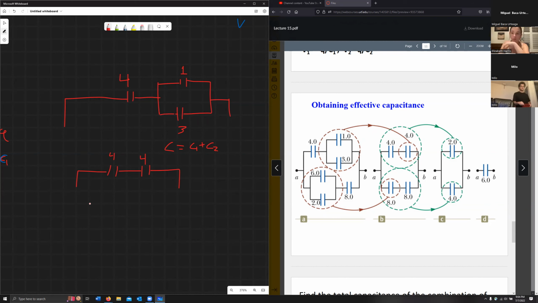And in this one, you get 1 over capacitance. I'm going to say total capacitance. The naming scheme isn't super important, but I just like to think of it. This is the total now. You get 1 over 4 plus 1 over 4, and then you get 1 over C total is equal to 2/4, or C is equal to 4 over 2, which is just equal to 2.